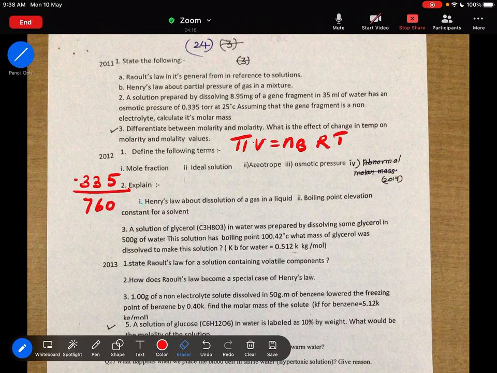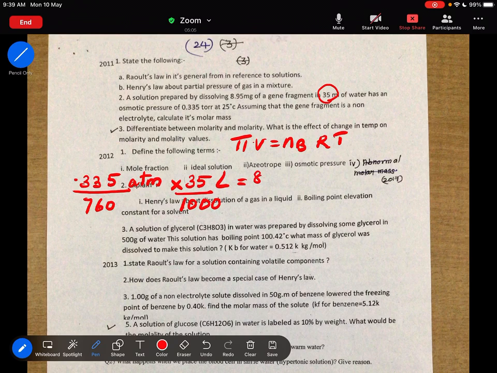So after dividing, 0.335 upon 760, we can write it as atmosphere into V. V is given in ml, so that is to be written in liters. So 35 upon 1000 liters is equal to n_B, that is W_B upon M_B. What is W_B? W_B is given as 8.95 mg. So that you have to divide by 1000 to write in grams.